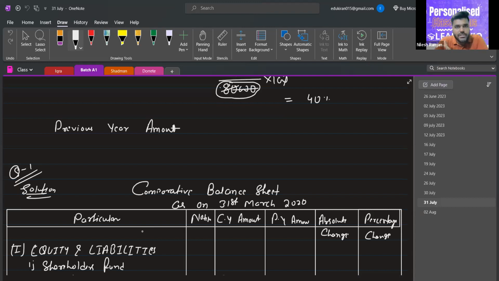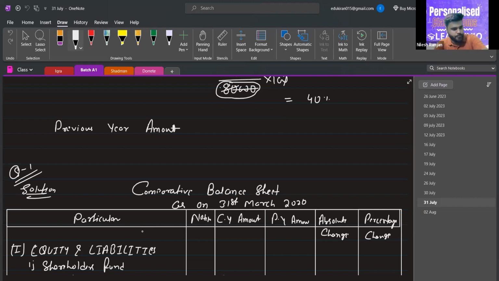So in a comparative financial statement, either balance sheet or statement of profit and loss, 2 years' data is given, but in a common size statement there can be only 1 year's data also. 2 years' data can also be given and 1 year's data can also be given. So we have to prepare the common size statement accordingly.